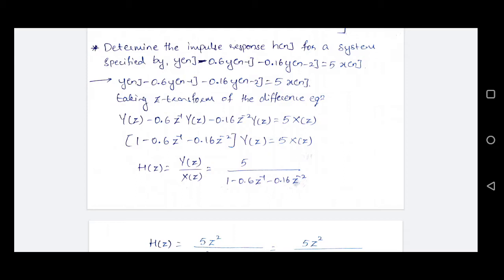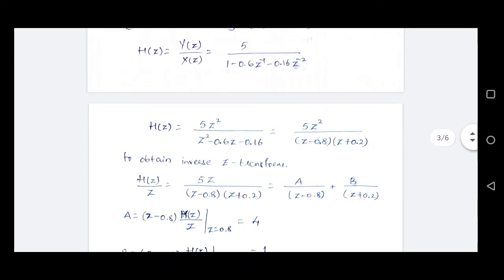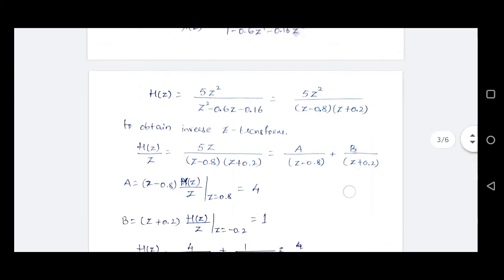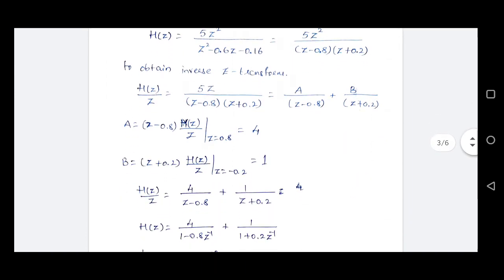5x of z. Rearranging the terms to obtain h of z, the transfer function, h of z will be the ratio of the Z transform of the output to the Z transform of the input, y of z divided by x of z, which will give us 5 divided by 1 minus 0.6 z inverse minus 0.16 z to the power minus 2. So h of z for positive powers of z can be written as 5z square divided by z square minus 0.6 z minus 0.16.